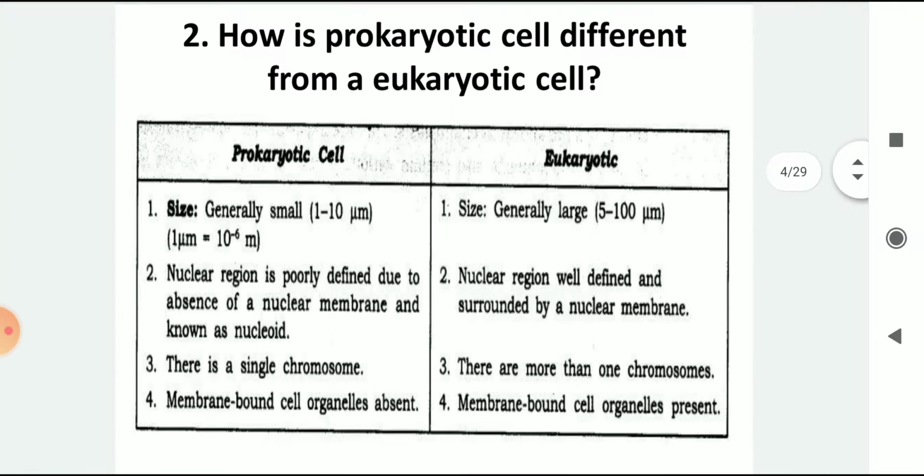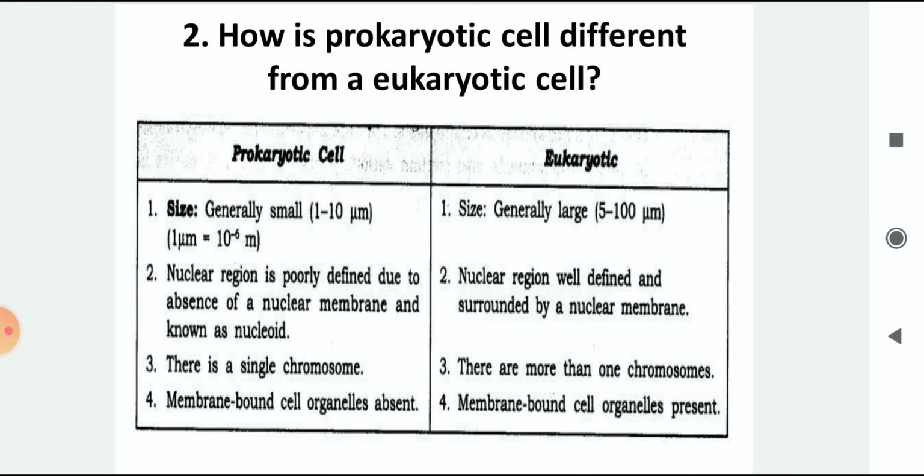The second question is, how is a prokaryotic cell different from a eukaryotic cell? Prokaryotic cells are generally small in structure, while eukaryotic cells are generally large. Prokaryotic cells have the nuclear region very poorly defined. It means they do not have a well defined nucleus and they do not have a nuclear membrane, and this poorly defined nuclear region is known as nucleoid.